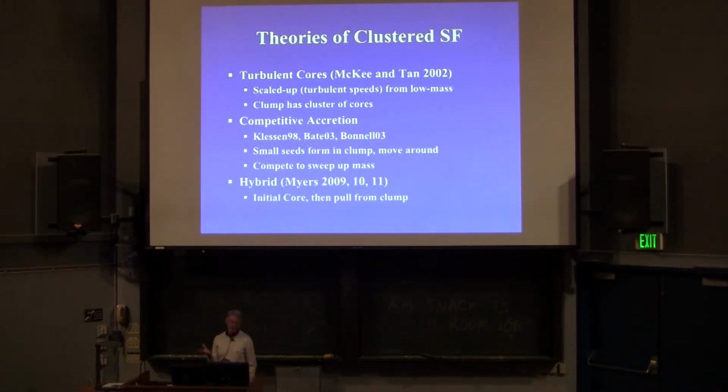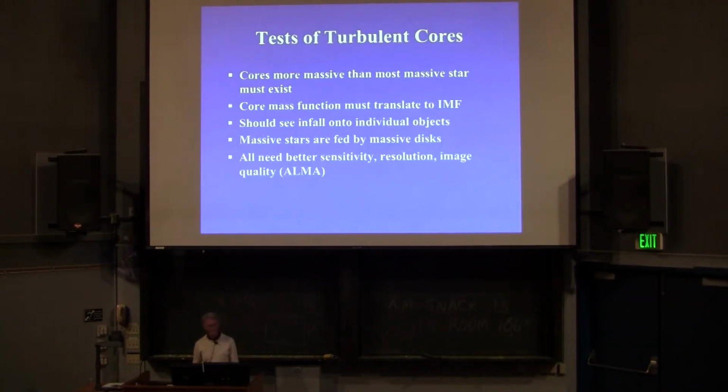And then there are hybrid pictures. Phil Myers has been talking about a picture in which you start with an initial core and then that core collapses, but it continues to feed from the surrounding clump. So this has been one of the big controversies over the last decade, although I think I'll go out on a limb and suggest that maybe the two sides are coming a little closer together. But nonetheless, for observers, this presented a temptation. Let's see if we can prove one of these wrong.